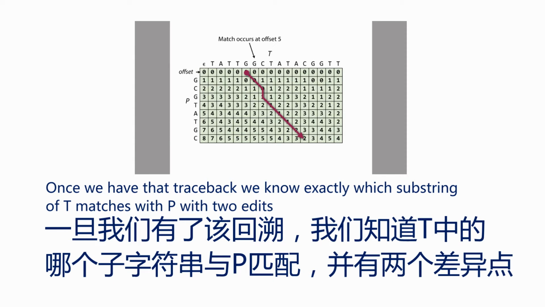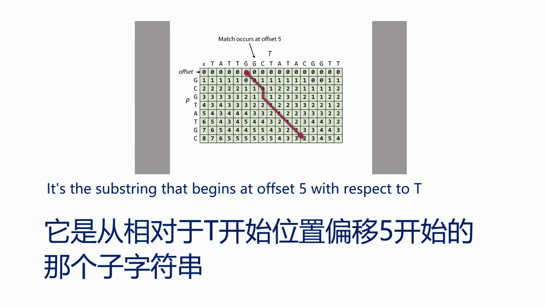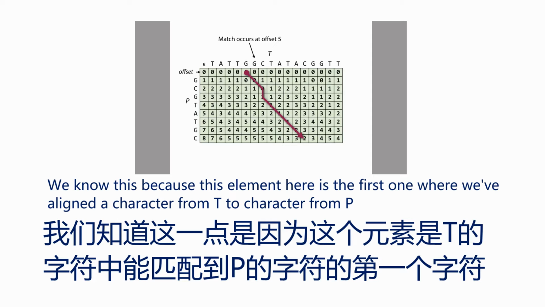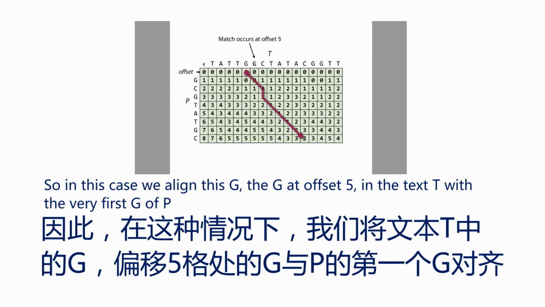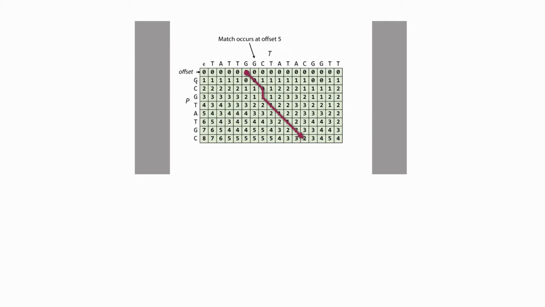Once we have the traceback, we know exactly which substring of t matches with p with 2 edits. It's the substring that begins at offset 5 with respect to t. We know this because this element here is the first one where we've aligned a character from t to a character from p. So in this case, we've aligned this g, the g at offset 5 in the text t, with the very first g of p.